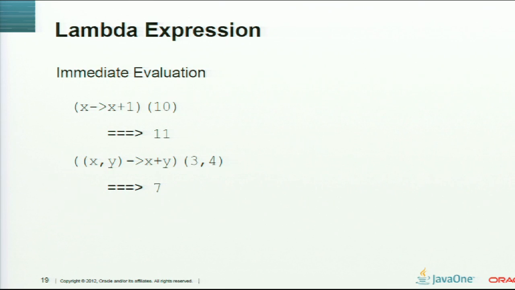So you have an EL lambda expression, and you could actually evaluate that expression immediately, as in the first example. The syntax for the evaluation is the same as the function call. So you supply the argument 10 to this expression, and it gets evaluated right away and returns a value of 11. The second example shows an evaluation with 2 parameters.